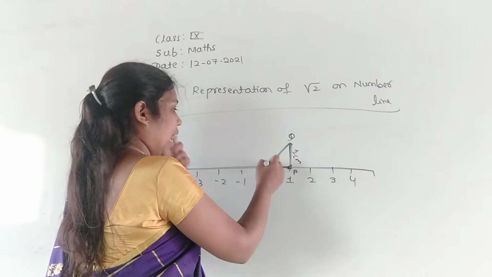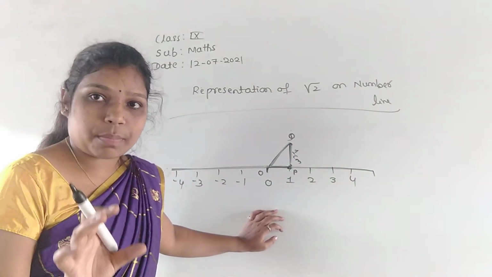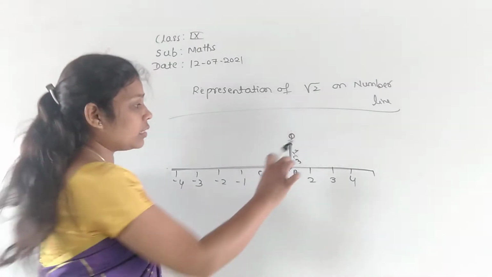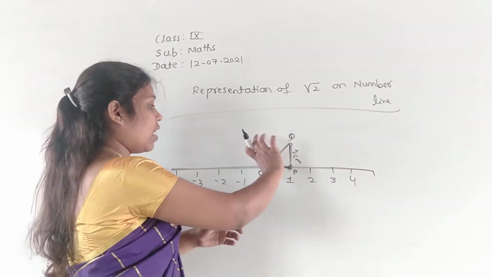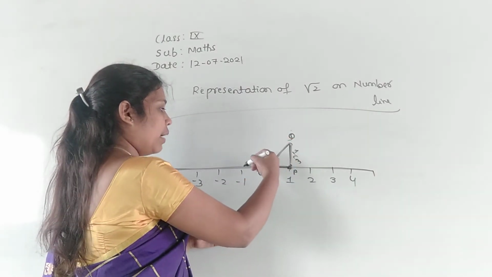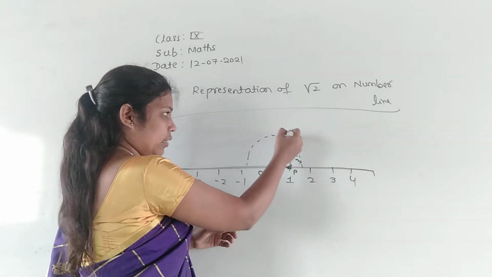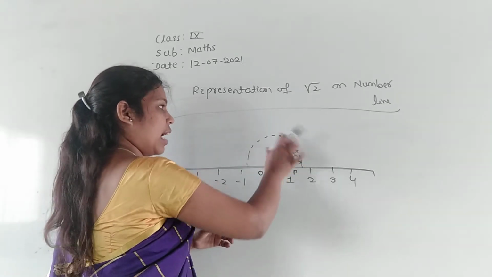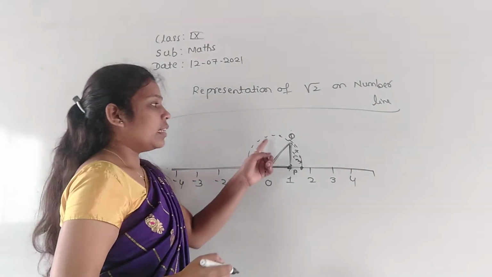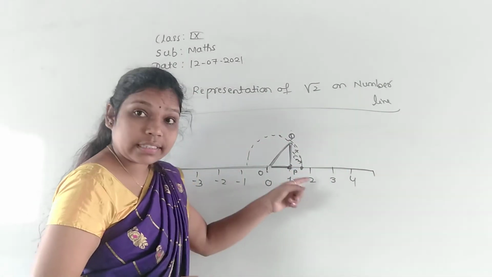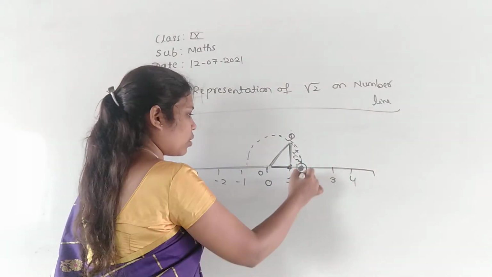After that, using a compass, I hope everyone knows the compass, right? Using a compass, take this much distance, and using that, make an arc like this. Wherever that arc cuts the number line, that point is called root 2.